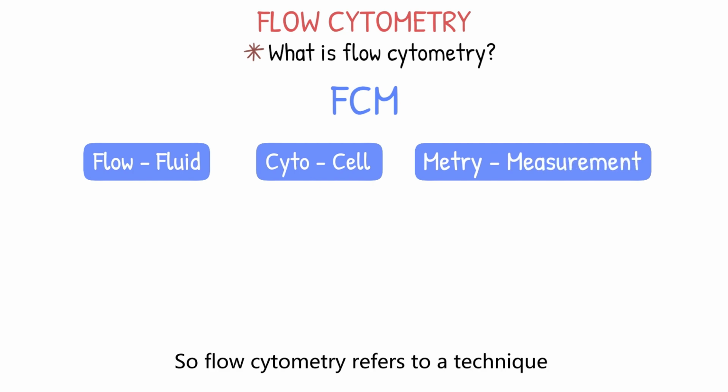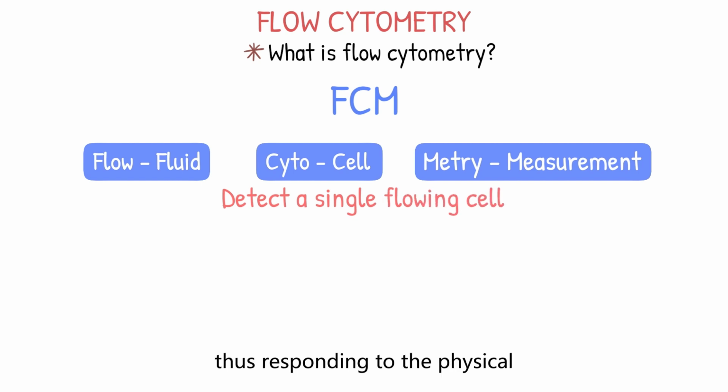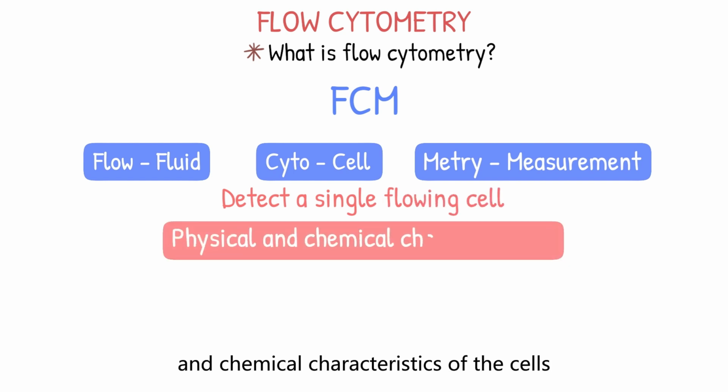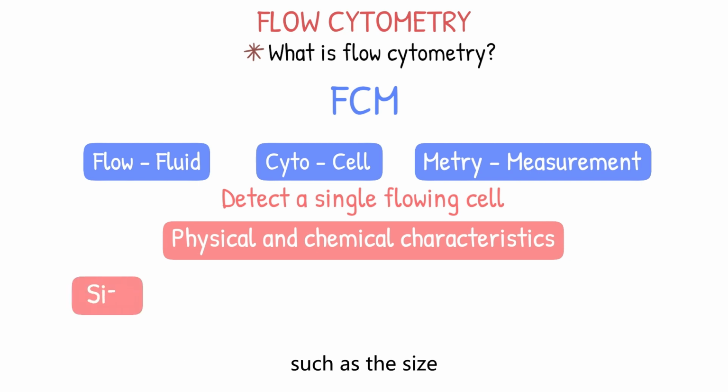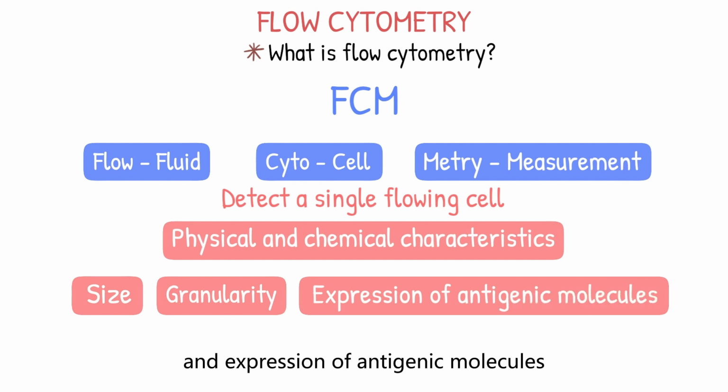So flow cytometry refers to a technique that detects a single flowing cell, thus responding to the physical and chemical characteristics of the cells, such as the size, granularity of the cells, and expression of antigenic molecules.